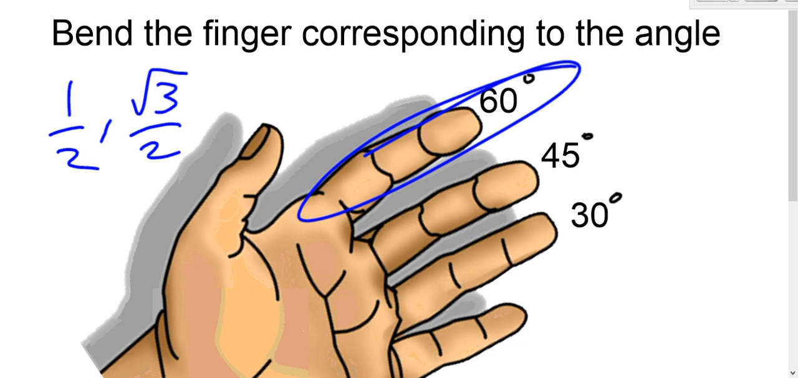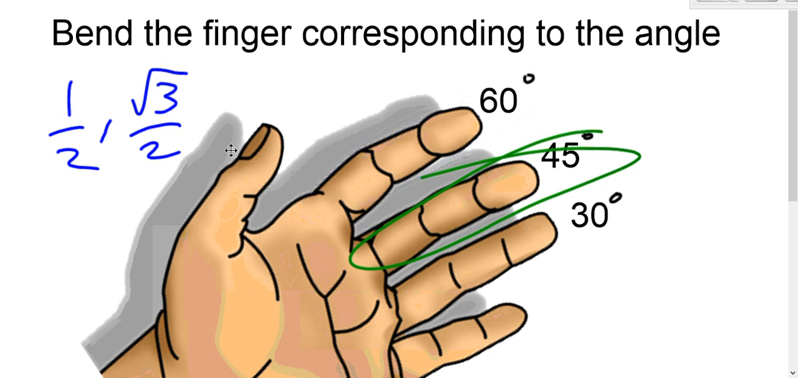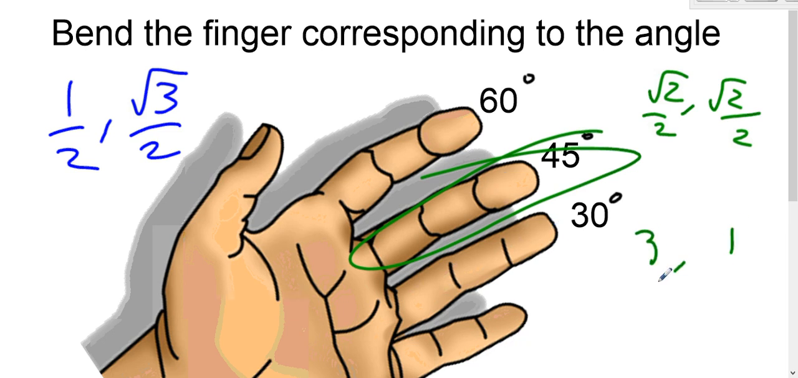There's your unit circle on your left hand. If you bend your middle finger, that's your comma. And then we've got 2 fingers and 2 fingers. On the unit circle, the coordinates that go with 45 are root 2 over 2, root 2 over 2. If you bend your ring finger, you've got 3 fingers, comma, 1 finger. So that's 3, comma, 1. Square root of 3 over 2, comma, 1 over 2. You've got the entire unit circle right there.